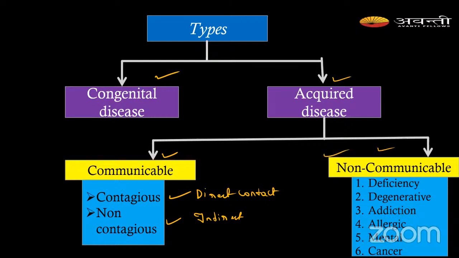Then coming to the non-communicable diseases, these are not communicable through talking with that person, sitting with that person, or sharing things with the person. That is what we call a non-communicable disease. For example, deficiency diseases, like protein deficiency, marasmus and kwashiorkor, are not spread to another person, right? The neurodegenerative diseases, addiction, allergic reactions, mental disorders and cancer are non-communicable, non-infectious diseases. They are not transferred to another person, right? So these all come under the non-communicable diseases.